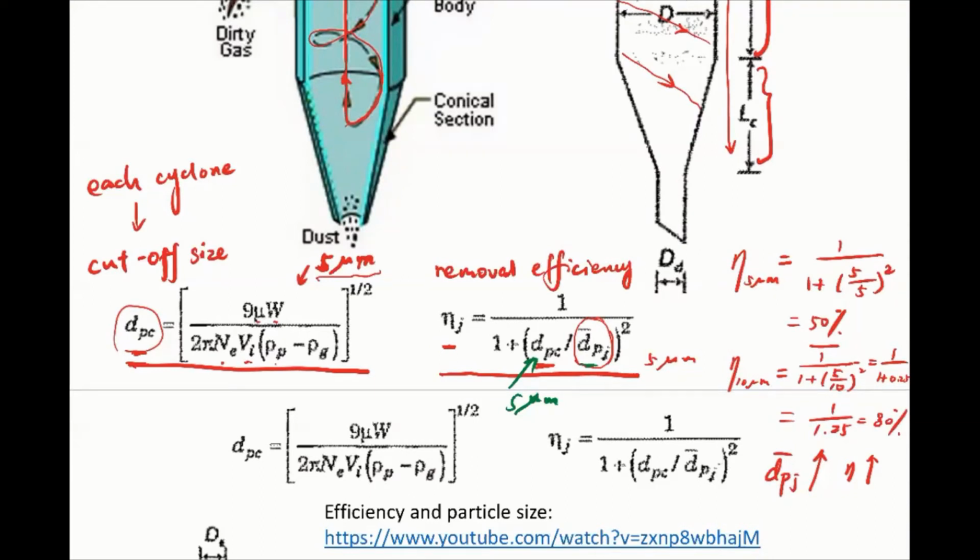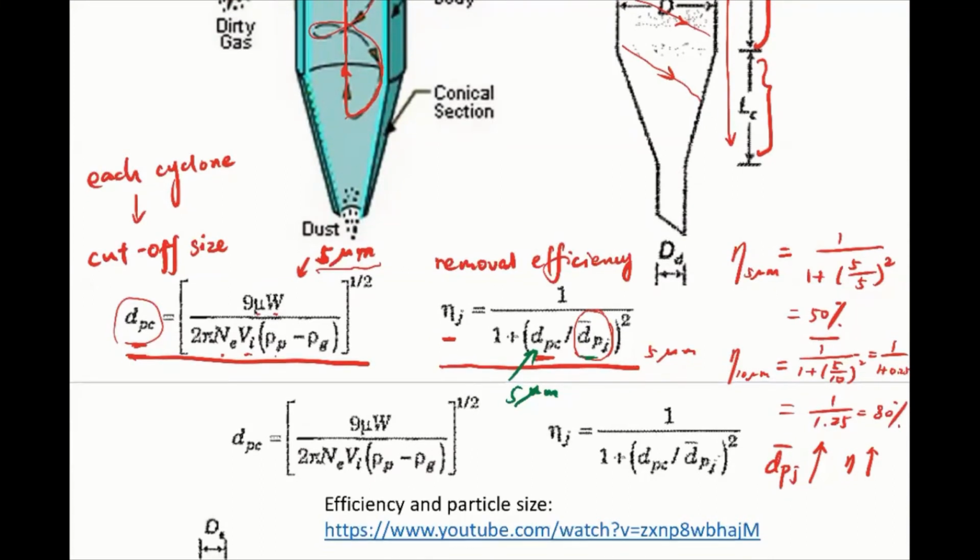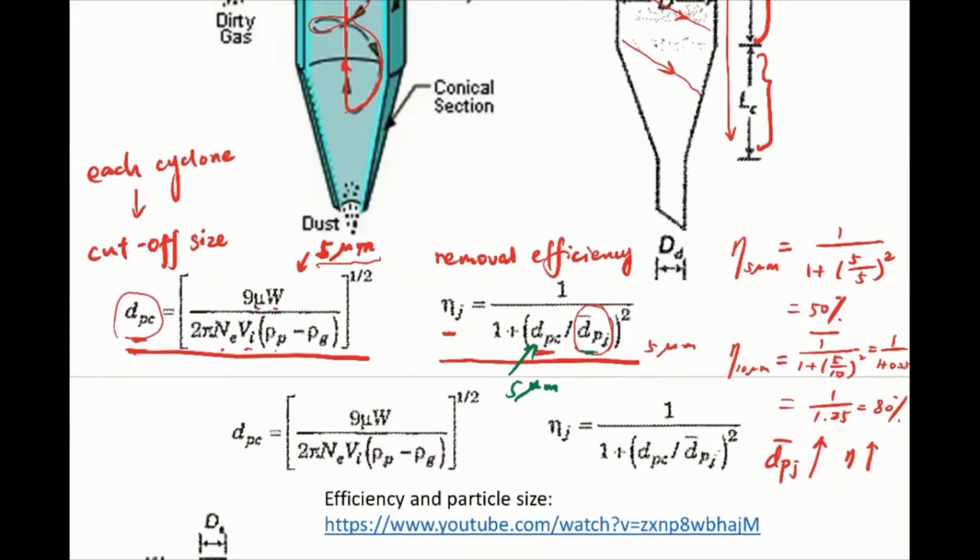So let's say we put a potato inside. Because the size is too large compared to the critical size, this term will go to almost 0, right? 5 micron divided by the size of a potato, and then you further square it. So this term will go to almost 0. So that's just 1 divided by 1, which is 100%. Okay, if the size goes to an extremely large range, then the efficiency is 100%.